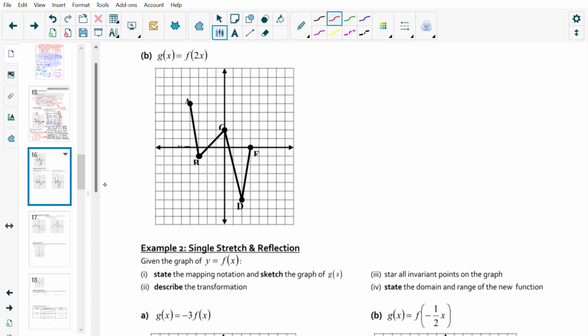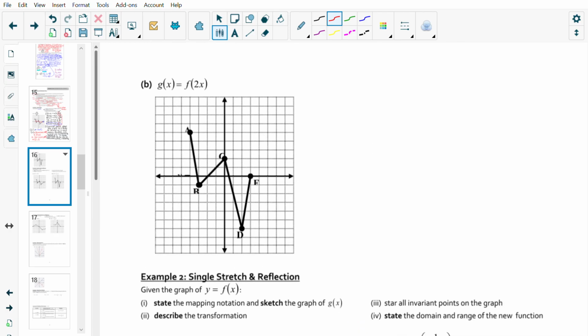Next page, let's keep going with these examples. Next one. What's going on when g of x equals f of 2x? So different kind of transformation. This is our b value.